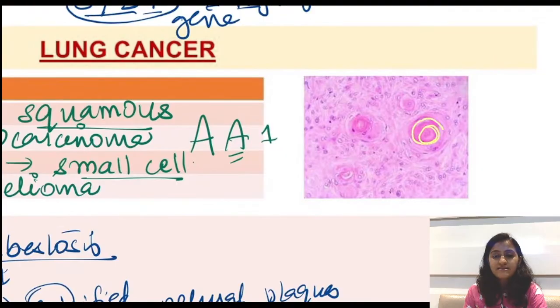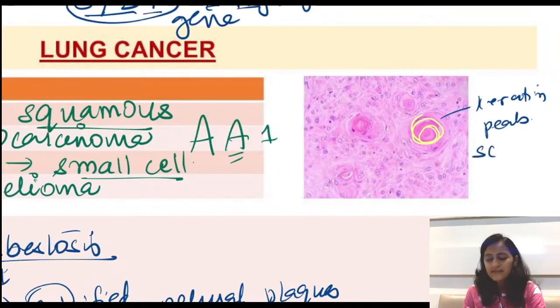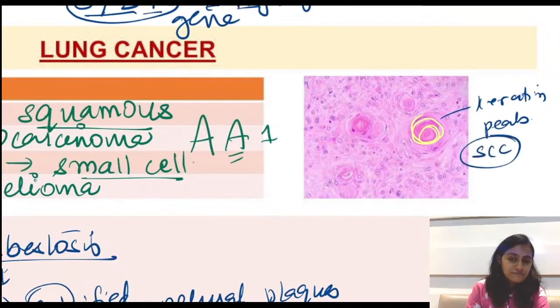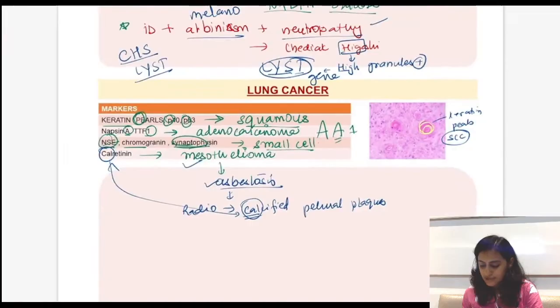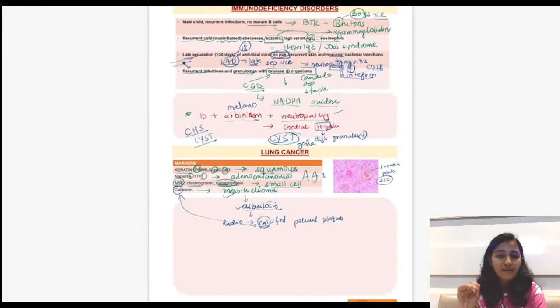What is this image showing here? This is showing the keratin pearls, which are seen in squamous cell carcinoma. So these are the important markers that you should know for lung cancer.